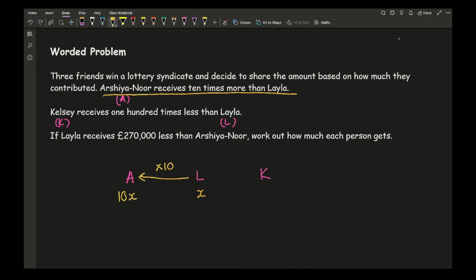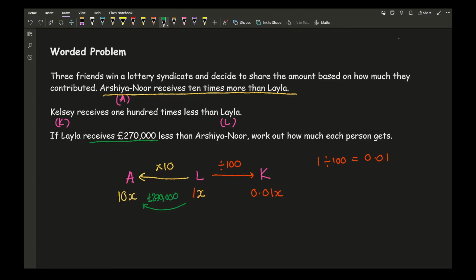Now, it then says that Kelsey receives 100 times less than Layla. So to get from Layla to Kelsey, I need to divide by 100. So X divided by 100 is going to be 0.01x, because 1 divided by 100 gives me 0.01. Now it then says that Layla receives £270,000 less than Arsenal.